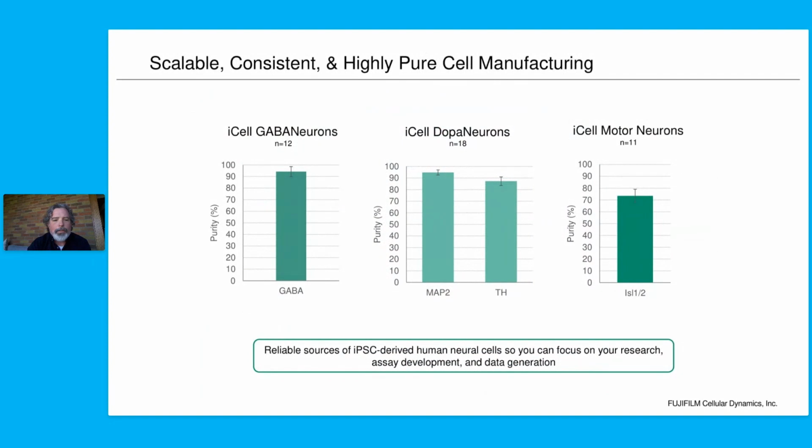And as I said, we really pride ourselves in our quality and our consistency and our scalability of our manufacturing. And so to demonstrate this and quickly illustrate it, this slide here contains purity data for 3 of our iCell neural products, our iCell GABA neurons, DOPA neurons, and motor neurons. As you can see, for each product, the purity is quite high, speaking to the specificity of our differentiation protocols. And also, you can appreciate the narrowness of the error bars, indicating the precision and consistency of our products.